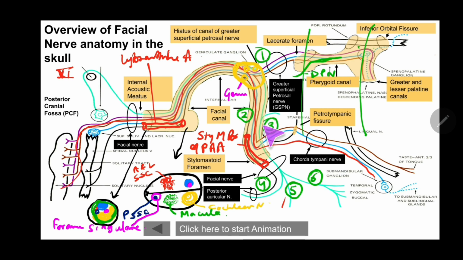Now the stapedial branch, remember, while it's running in its course, reaches the pyramid onto which the stapedius muscle is attached. So at the base of the pyramid, it gives the nerve to stapedius. And the third nerve is the chorda tympani.